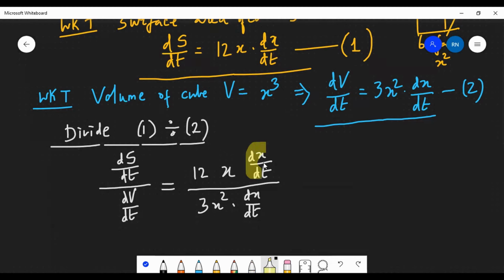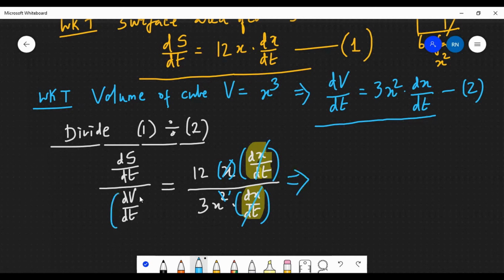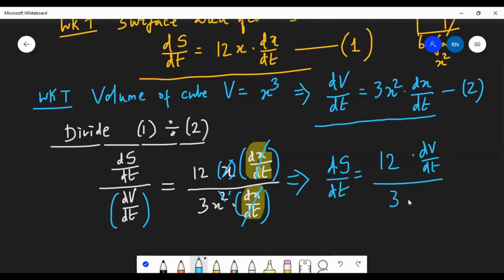We don't know dx by dt, because that will get cancelled. So that is thoroughly getting cancelled. One factor x is also getting cancelled. Now you got, cross multiply, take dV by dt across. So you get dS by dt is 12, dV by dt goes to the numerator, denominator that is 3x. Is this understood till here? Sir, we can simplify even 12 by 3 also.